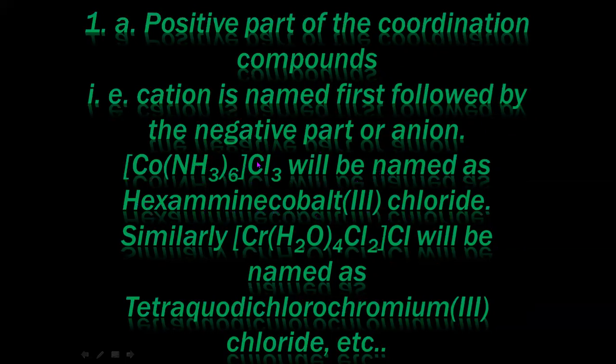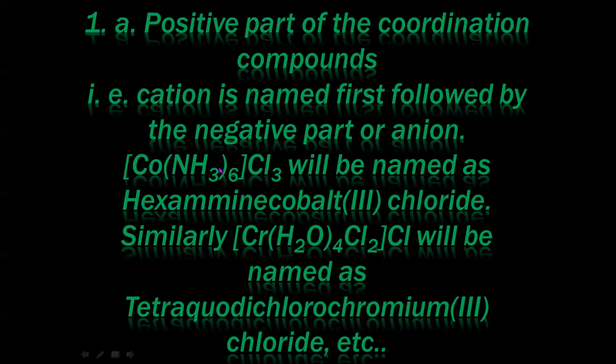Chloride is an anion, therefore its name will be written after the name of cation or the name of this sphere called as coordination sphere or complex ion. Here the complex ion or the coordination sphere has positive charge, therefore its name will be written first. And in this we have a metal atom or ion, cobalt ion, and 6 ligands are attached to this metal ion. All are ammonia molecules, these are neutral molecules.